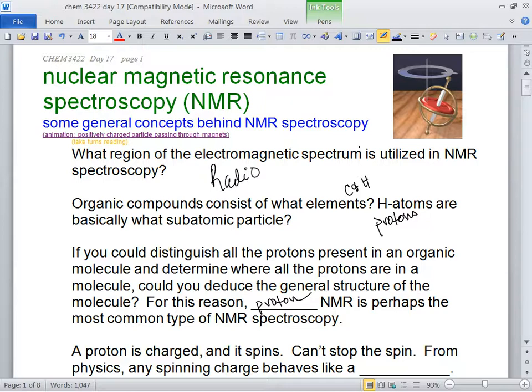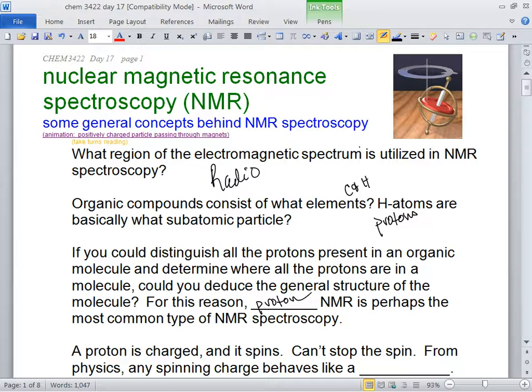The proton is charged and spins. Can't stop the spin. From physics. Do you remember that? What movie is that from? It's not spin, it's signal. It's from my favorite movie on the planet. Can't stop the signal, Mal. Can't stop the signal. It's the best. This was even better than Star Trek. Firefly, the movie. Okay. Can't stop the spin.